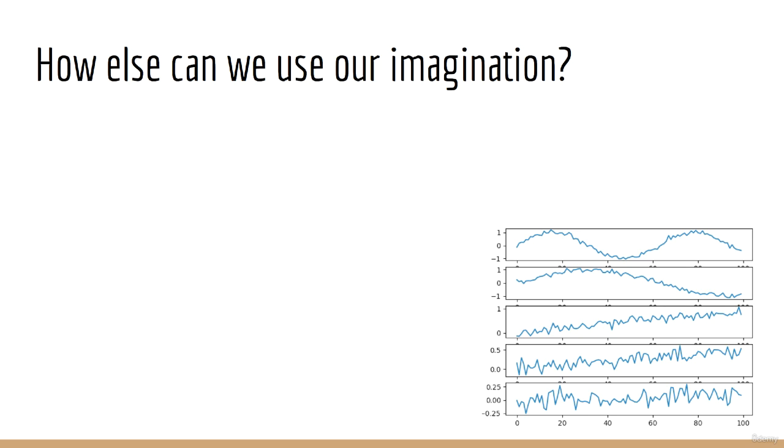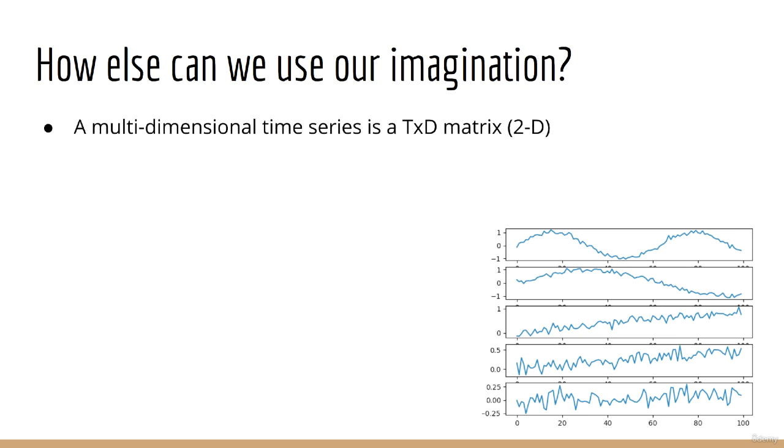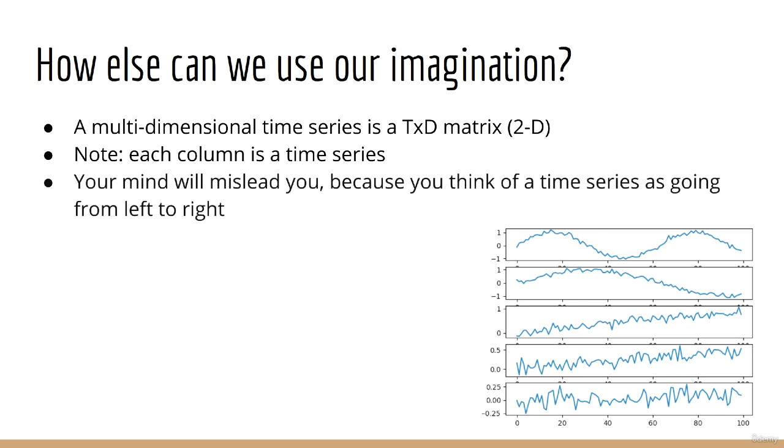Here's what we know. A multi-dimensional time series is a T by D matrix. This is a two-dimensional matrix where each column is a time series. By the way, note that this image is a little misleading because each time series is a row. It goes from left to right. This is just due to the way we visualize time series. It would look very strange if I gave you a time series that went from top to bottom. So just keep that in mind. A time series stored in a matrix would go along the columns because the number of rows, T, is the number of time steps.